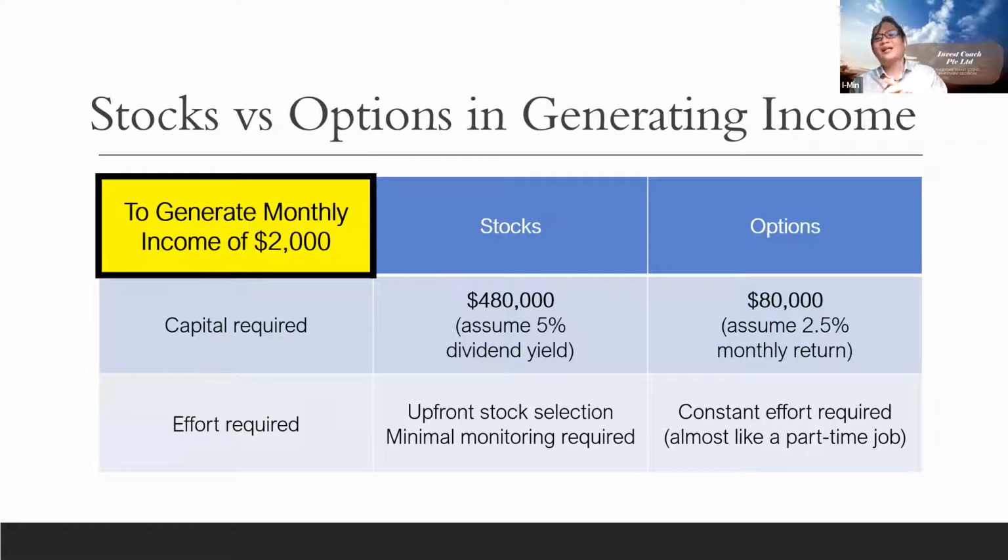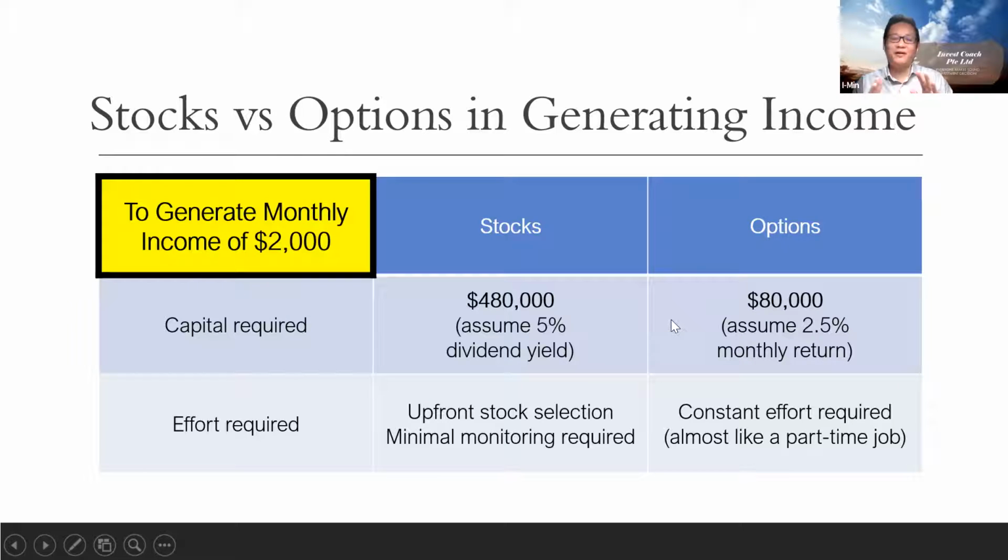Agree with me? So let's say I want regular income from stocks, then it has to be from dividend. Assuming I want $2,000 per month, I will need a capital of about $480,000, assuming a 5% dividend yield. Don't get me wrong, I'm not saying stocks cannot generate income. It can. But relatively speaking, for stocks, if you want a regular income, you need a higher capital. And for options, you will need just about $80,000, as you can see.